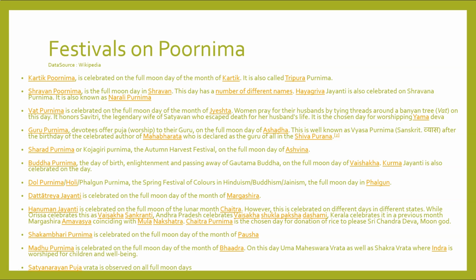Hanuman Jayanti is celebrated on the full moon of the lunar month Chaitra. However, this is celebrated on different days in different states. While Odisha celebrates it on Vaishakh, Andhra Pradesh celebrates it on Vaishakh Shukla Paksha Dashami. Kerala celebrates it in the previous month, Margashira Amavasya, coinciding with the Mool Nakshatra. Chaitra Purnima is a chosen day for donation of rice to please Sri Chandra Dev, the moon god.